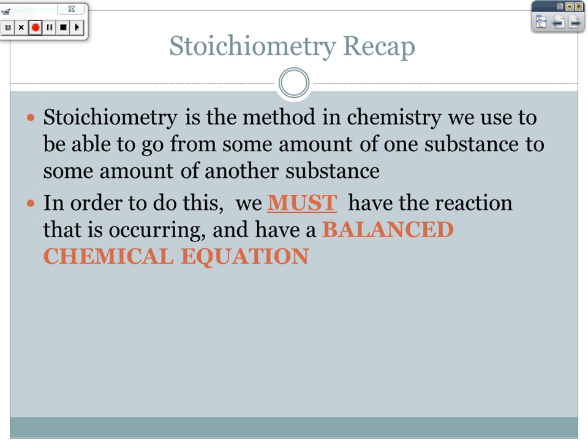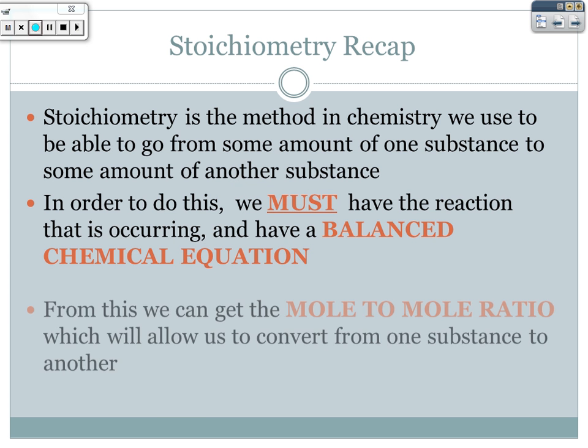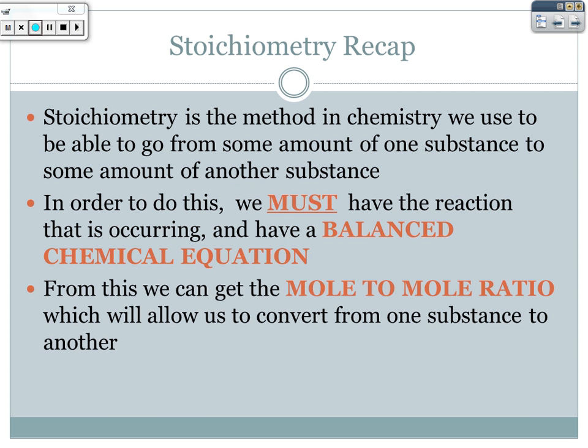In order to do this, we must have the balanced reaction that is occurring and a balanced chemical equation to go with it. So we need to know what reaction is going on, and we absolutely have to have a balanced chemical equation. From this, we can get the mole-to-mole ratio, which will allow us to convert from one substance to another. So these are key things that you have to have in order to be able to do anything in stoichiometry.